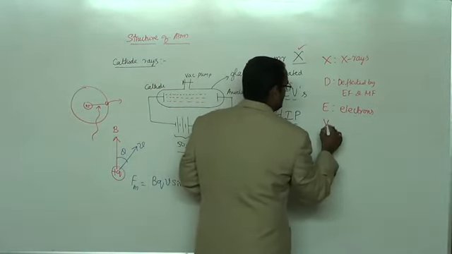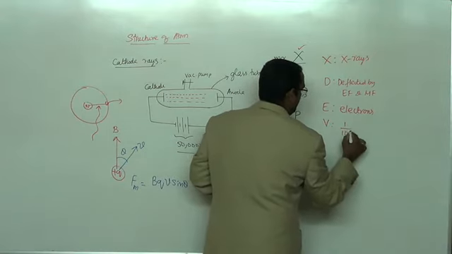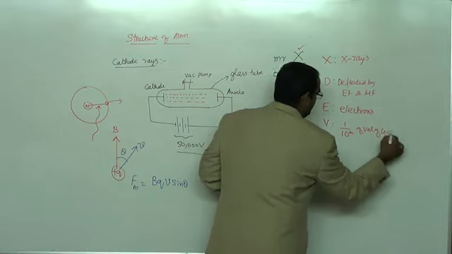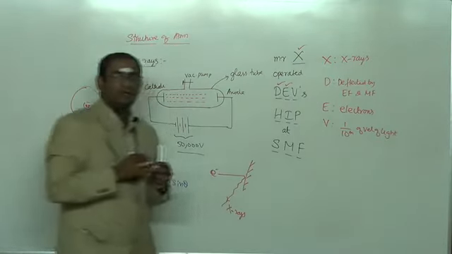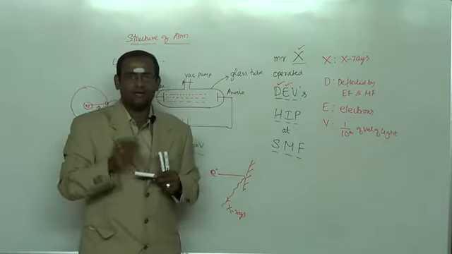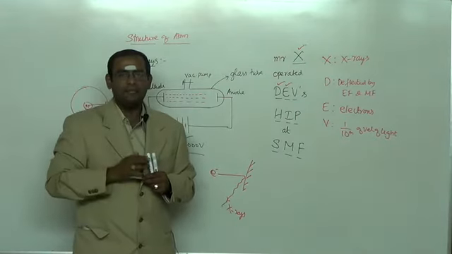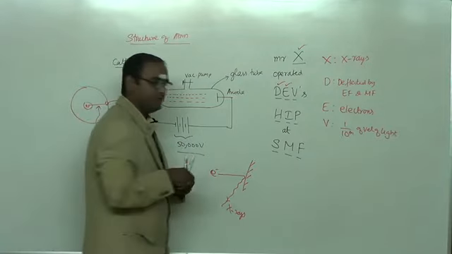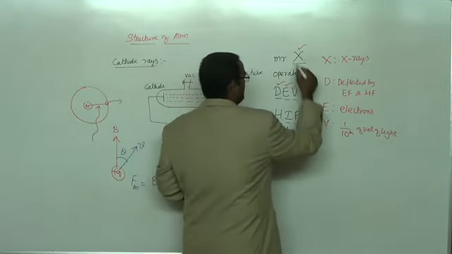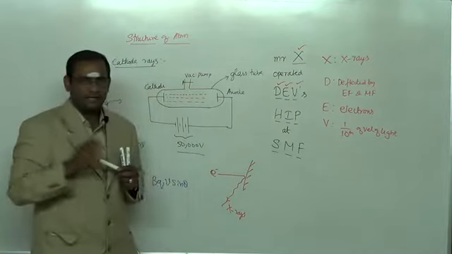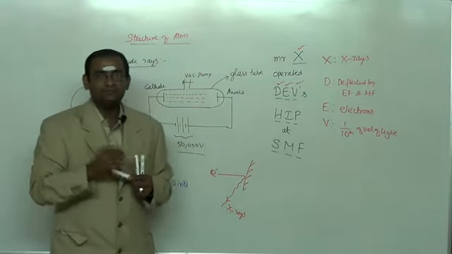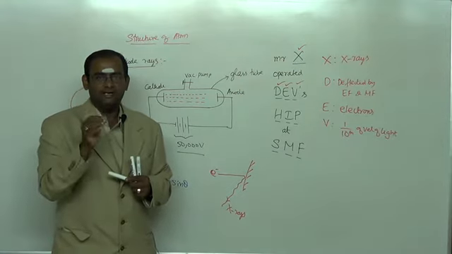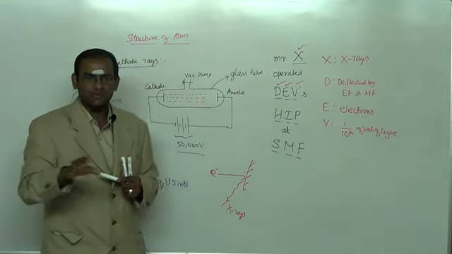V stands for they travel with almost 1/10 of the velocity of light. Cathode rays travel nearly 1/10 of the velocity of light. The velocity of light is 3 into 10 power 8 meters per second. When I say 1/10, it is 3 into 10 power 7 meters per second, and that is the velocity of your cathode rays. Again, X stands for X-rays. D, they get deflected by electric and magnetic fields. E, they are nothing but electrons, which are negatively charged particles. V, they travel with 1/10 of the velocity of light.